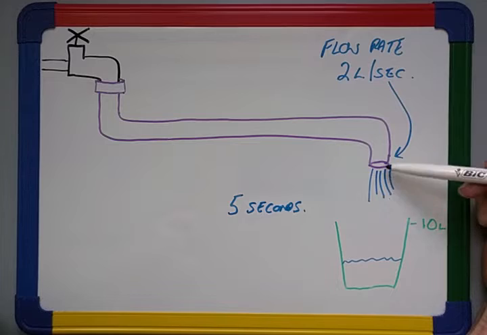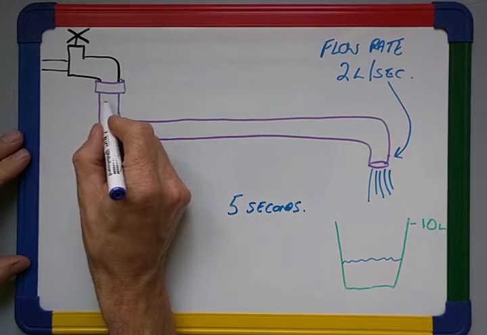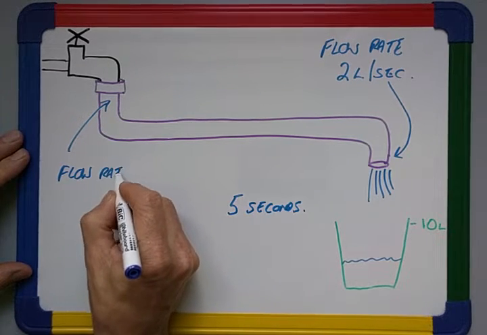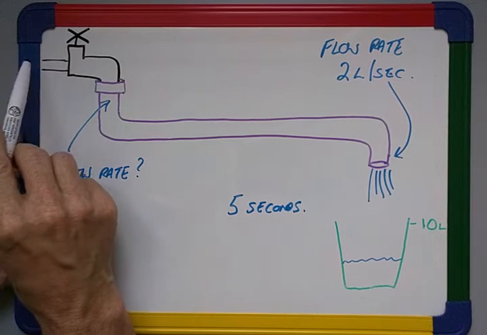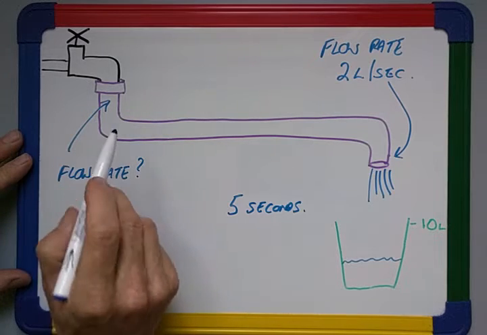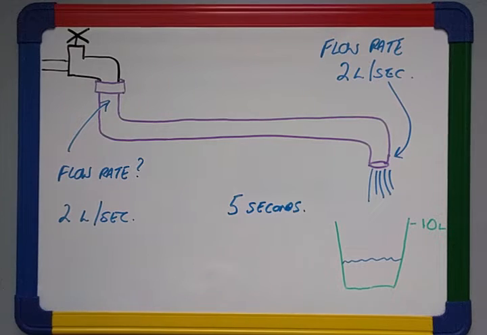So every second, 2 litres of water falls out the end of this hose into the bucket. If we then ask the question, what's the flow rate here, out of the tap and into the hose pipe, I'm hoping you can see that that's also bound to be 2 litres per second. 2 litres per second flows out of the hose into the bucket. 2 litres per second is flowing out of the tap into this end of the hose. So the flow rate here, out of the tap into the hose, is also 2 litres per second. Easy enough, so far so good.